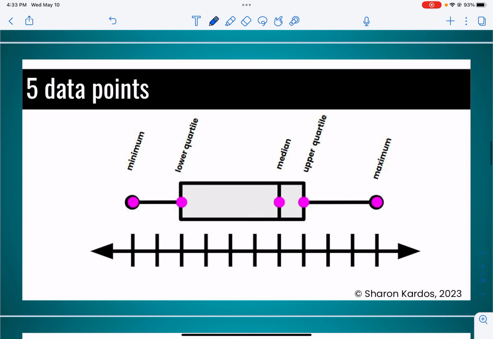There it is again. It is important that you know where these 5 data points are, because if they give you a box and whisker plot and they ask you questions, you have to be able to identify exactly where they are. The minimum, the maximum, the median are pretty easy to spot, but sometimes students get confused with the lower and the upper. Just remember the lower quartile is the edge of the box and the upper quartile is the top edge of the box.